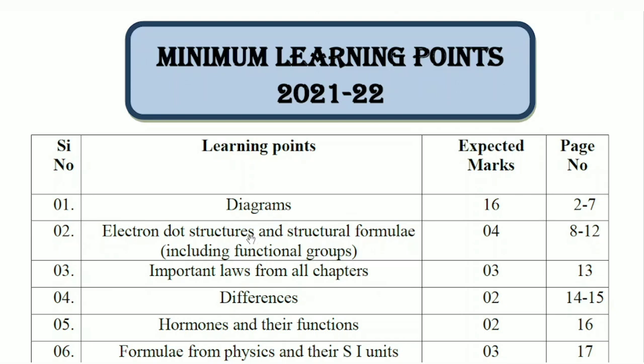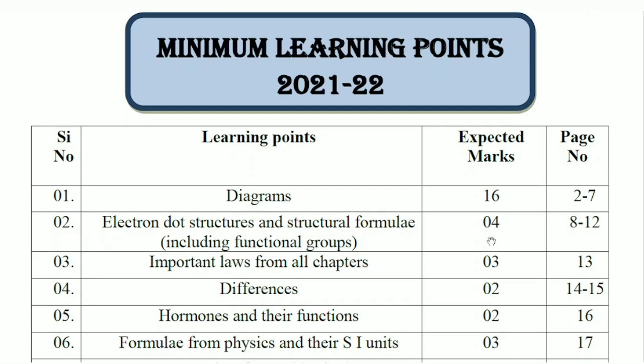Second one is electron dot structure and structural formula, including functional groups. Electron dot structure is very important, and also from the hydrocarbons it's very easy to score the marks. Structural formula, it's very easy. If you learn the general formula and functional groups, you will easily write the structural formula. For that you will get 4 marks.